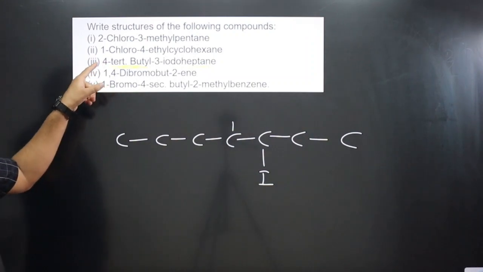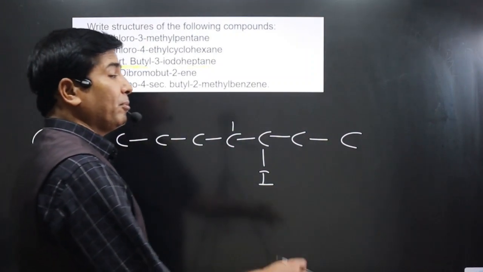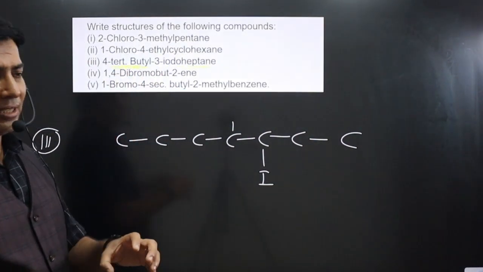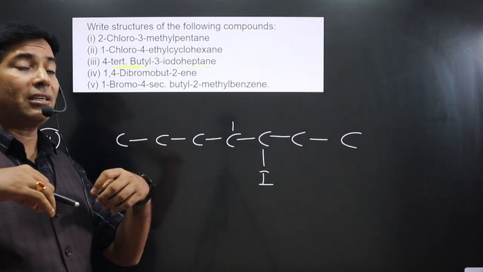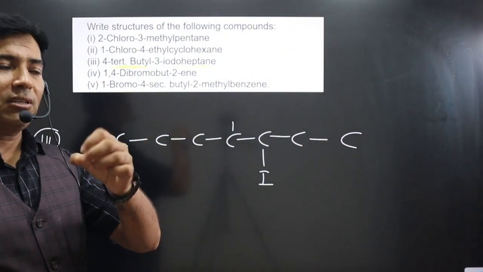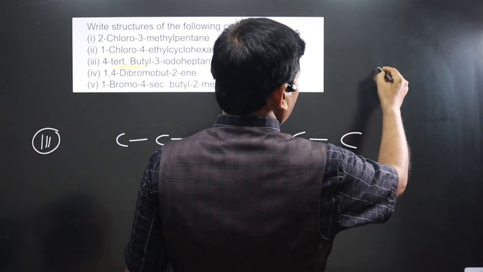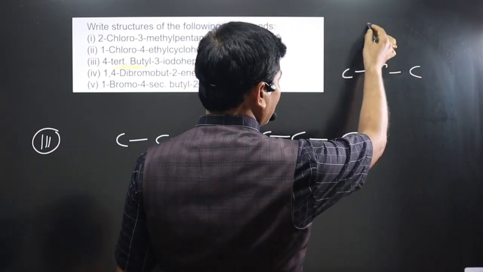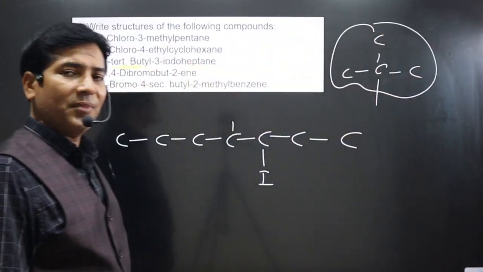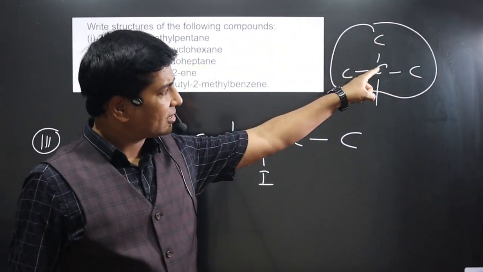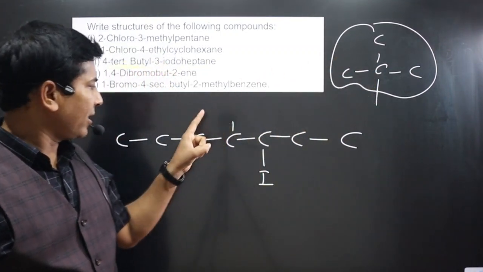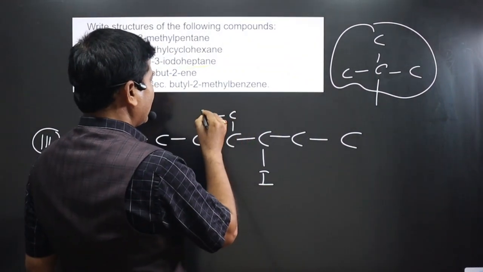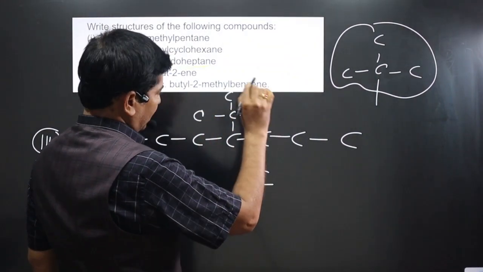Okay, we have 4-tert-butyl. In butyl how many carbon are there? 4 carbon are there. So we have to do the structure of this tert-butyl so that we can introduce a tertiary carbon. You can see tertiary carbon in there. This is C, and this is C. Okay, so you can see this is tert-butyl. This is tertiary carbon. This tertiary carbon is connected to the fourth carbon of this parent chain. We can mention this is C, and it is C, it is C, and it is C.